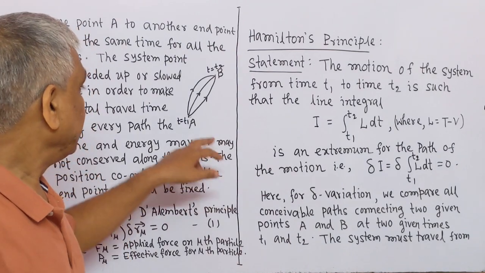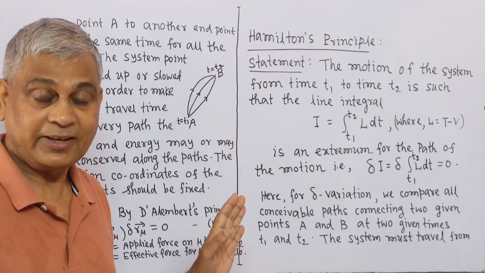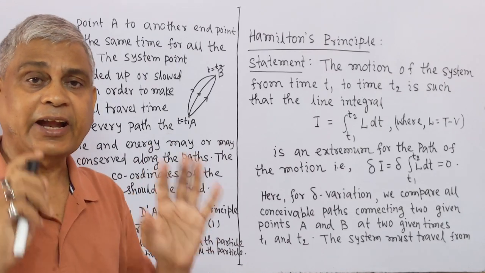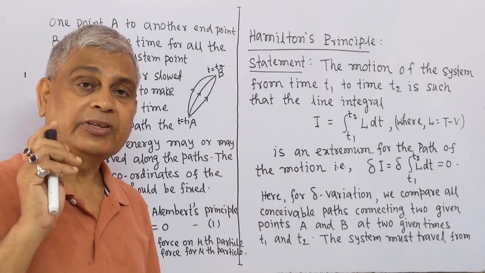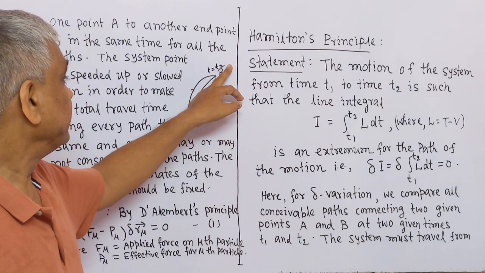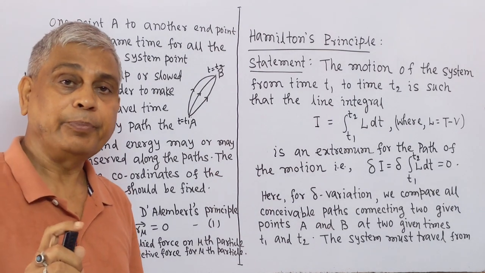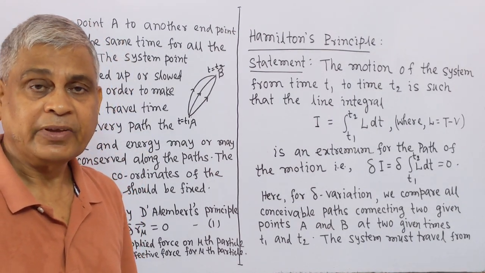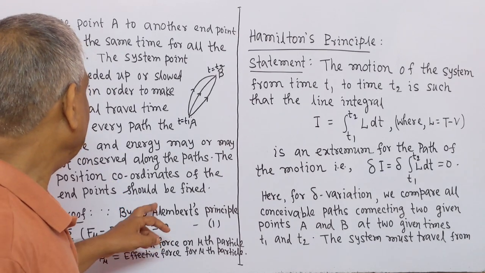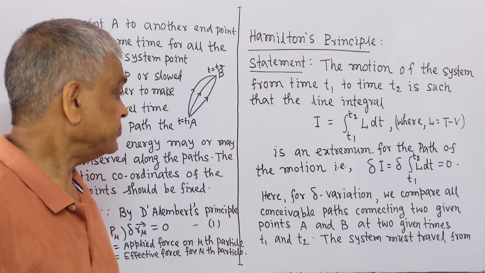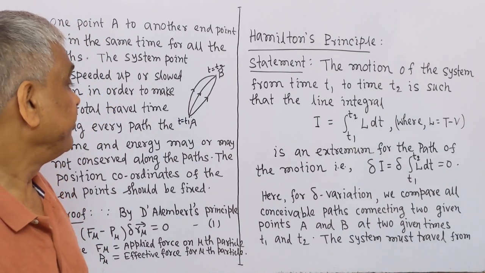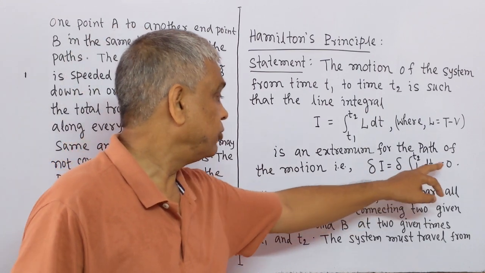In a nutshell, A and B be two fixed points. The system point may travel through any path, but the condition is that the total travel time must be the same. Means time at A equal to t1, time at B equal to t2, then t2 minus t1 be the same for all paths. In this process, the energy may be conserved or may not be conserved, and this is the concept of delta variation. Then this integral I will be an extremum, that is delta variation of I equal to 0.